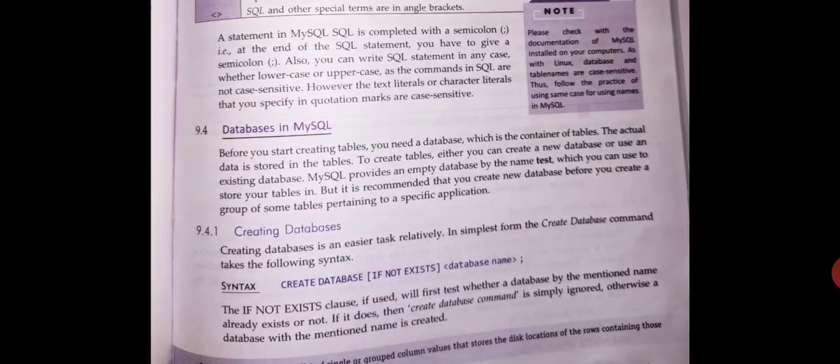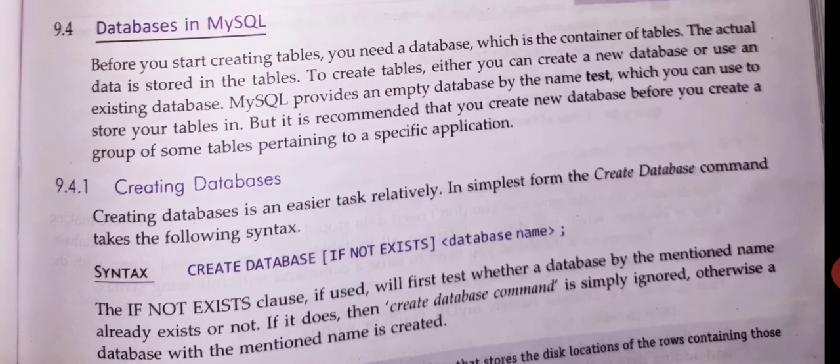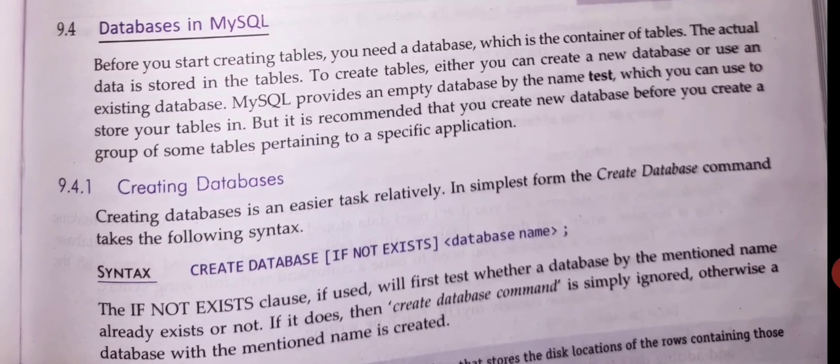Now we will see how to create a database. See, for creating a database, this is the syntax: create database, then database name. Do follow this first part, that is, create database. The 'if not exists' in the square brackets is not mandatory. It will check, if you give the name of a database, whether that database does not exist, and only then it will create it.